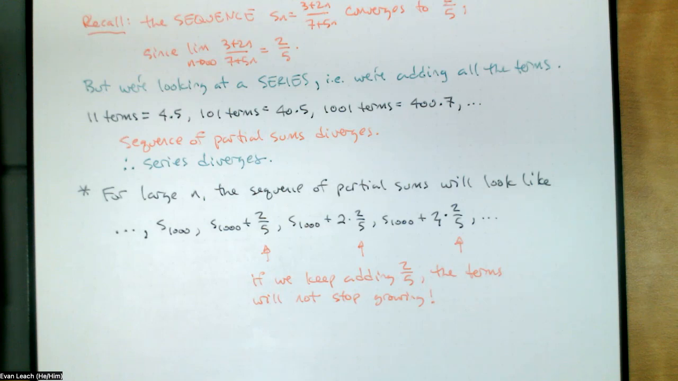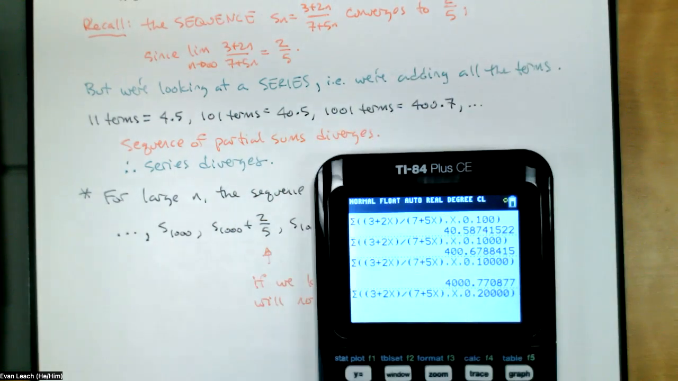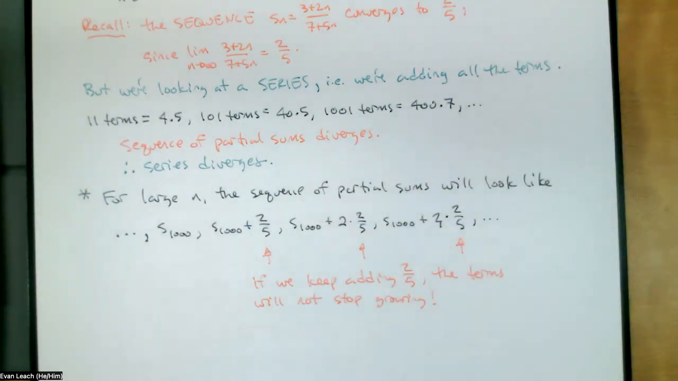Also note that most of these fractions are close in value to 2/5. So if we have 1,000 terms and they're all close to 2/5, 1,000 times 2/5 is going to be about 400. 10,000 times 2/5 is going to be about 4,000. A little bit more because some of the terms are bigger. So we're not surprised by this at all. It makes sense that since the terms eventually just add 2/5 and add 2/5 and then add 2/5 again, the sequence of partial sums will diverge, therefore the series will diverge.